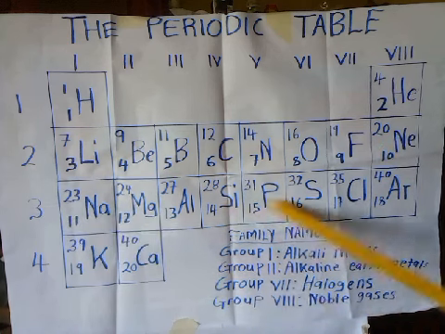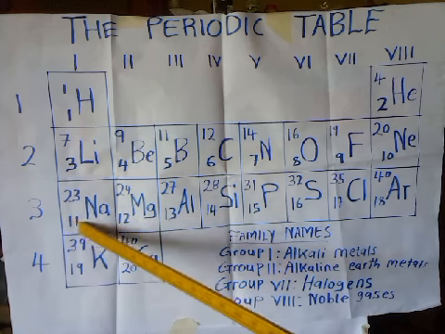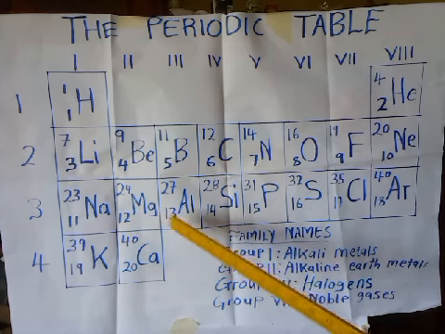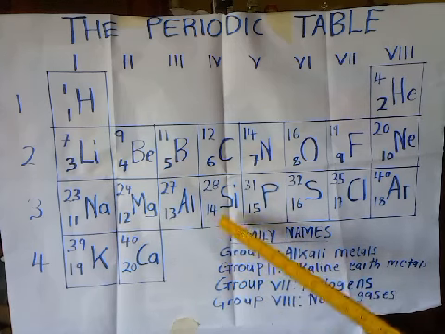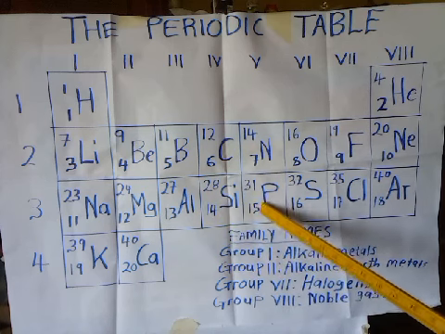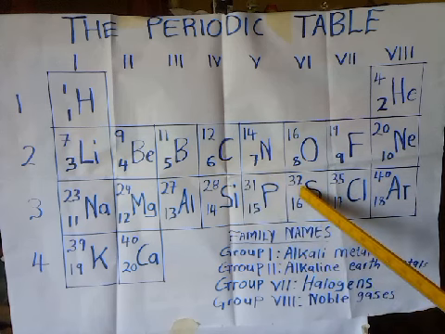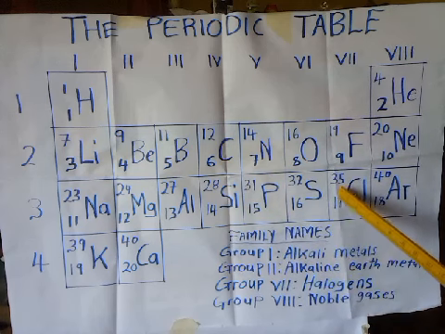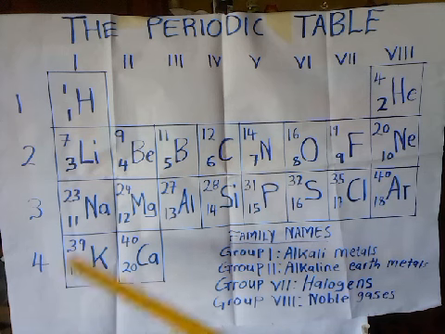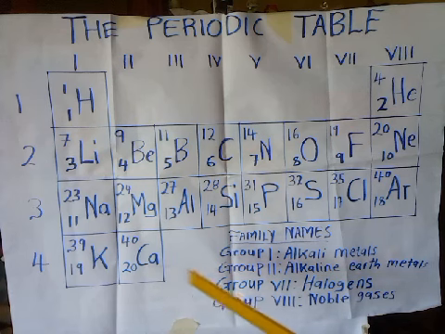Then in the third row, I have sodium, atomic number 11, magnesium, atomic number 12, aluminium, atomic number 13, silicon, atomic number 14, phosphorus, atomic number 15, sulfur, atomic number 16, chlorine, atomic number 17, argon, atomic number 18, and then potassium, atomic number 19, and calcium, atomic number 20. That means I only have 20 elements.